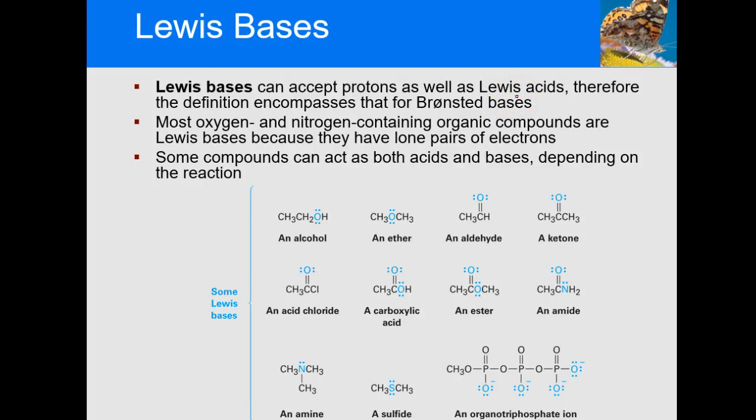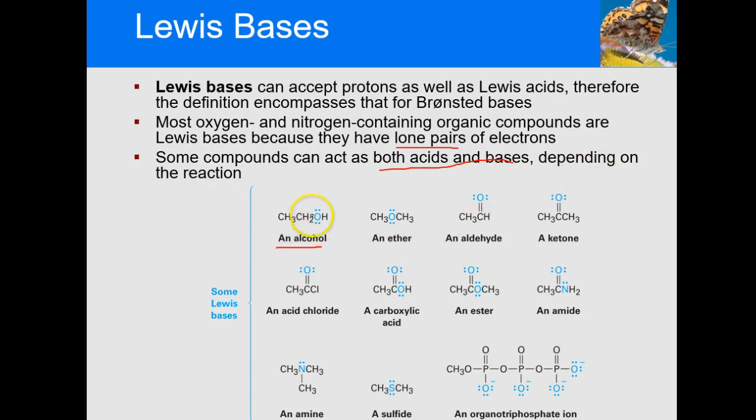All right, most oxygen and nitrogen containing compounds act as a base, because they have lone pairs. Pretty much anything that has a lone pair on it can be a base. Anything that has a hydrogen attached to the thing that has a lone pair can act as an acid. So for example, here's a perfect example. Some compounds can act as both acids and bases. It depends on the reaction. So alcohol, for example, is both a base and an acid.